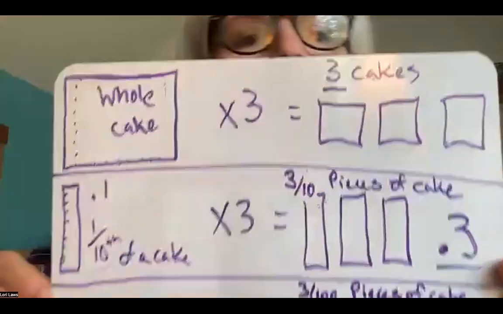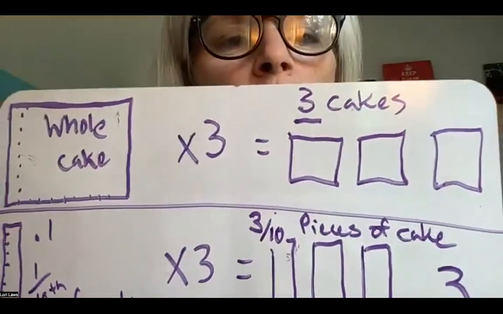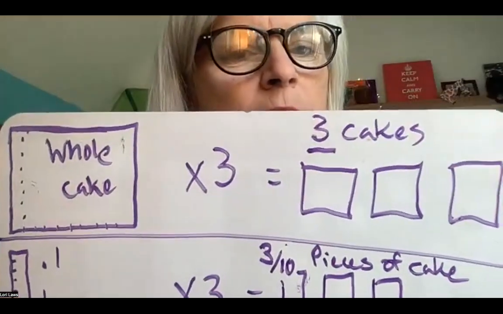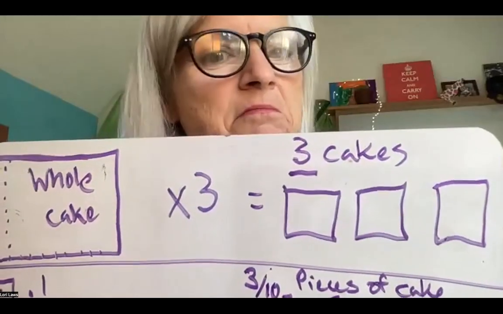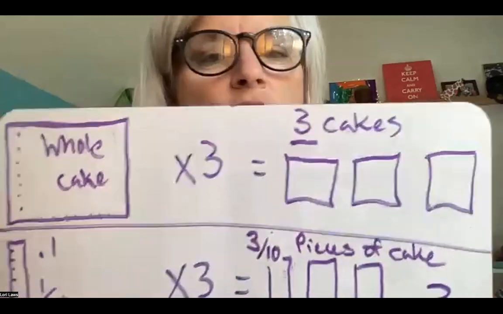I made this crazy poster. So if you had a whole cake and you times it by 3, then you would have how many cakes? A whole cake times 3, how many cakes? Just say it. 3. 3 cakes. This is not a trick.